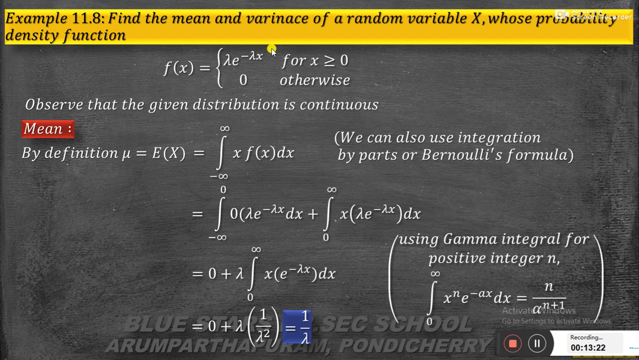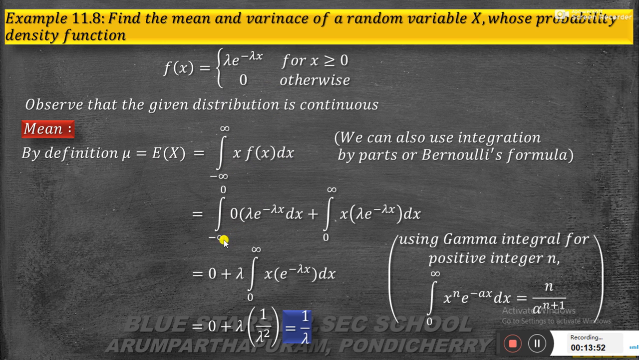This is the given probability density function. The probability density function means small f of x, equal to lambda e power minus lambda x for x greater than or equal to 0, otherwise 0. First observe that the given distribution is continuous. So we write the mean. The mean formula is mu equal to expectation of x, equal to integral from minus infinity to plus infinity of x f of x dx.